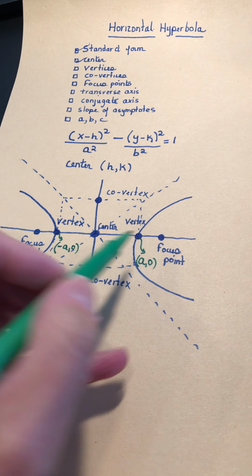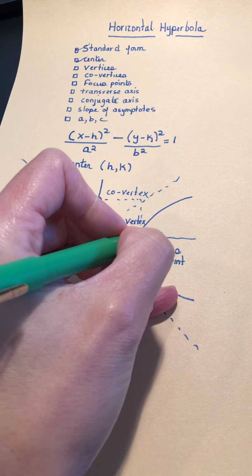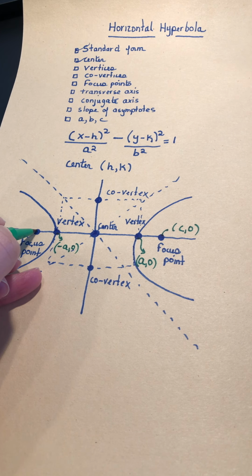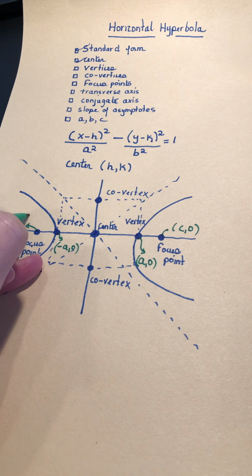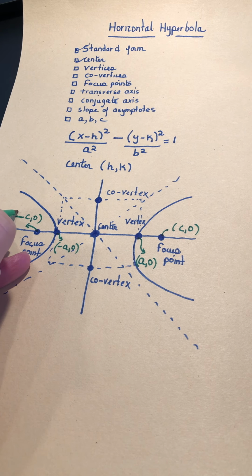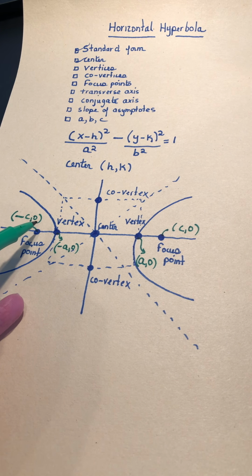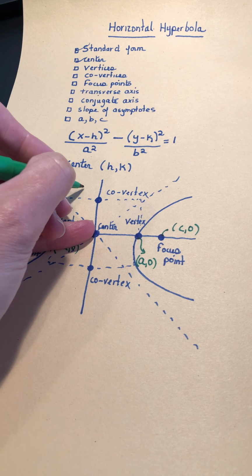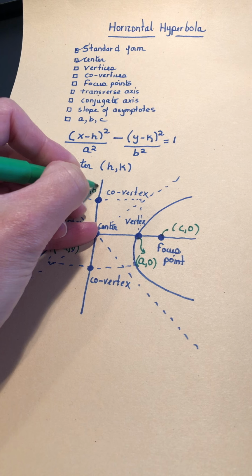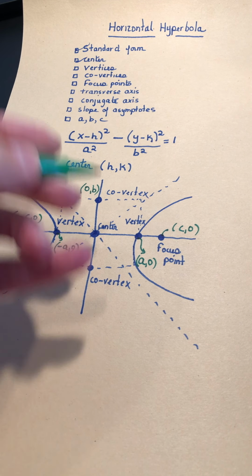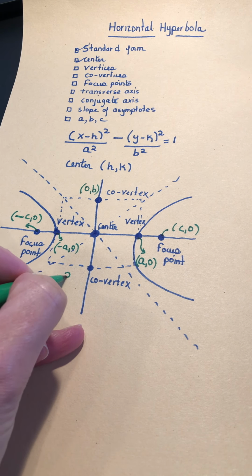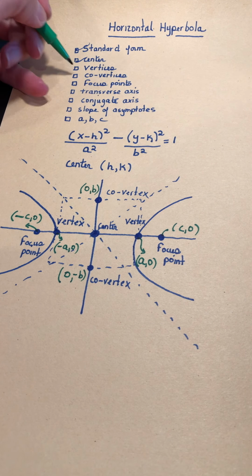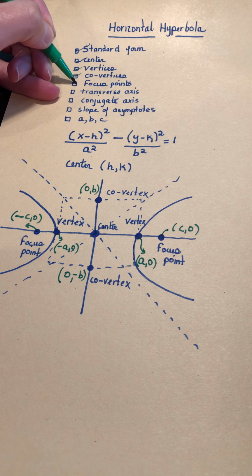Okay. Now, the focus points are going to be at C, 0, and this point here is going to be negative C, 0. Again, focus points are using the same letter that we learned before. And finally, the covertex, you probably guessed it, it's going to be the point 0, B, using the same letters as the ellipse would use. And this point here would be 0, negative B. Okay, so you can kind of see where these are, the vertices, the covertices, and the focus points.